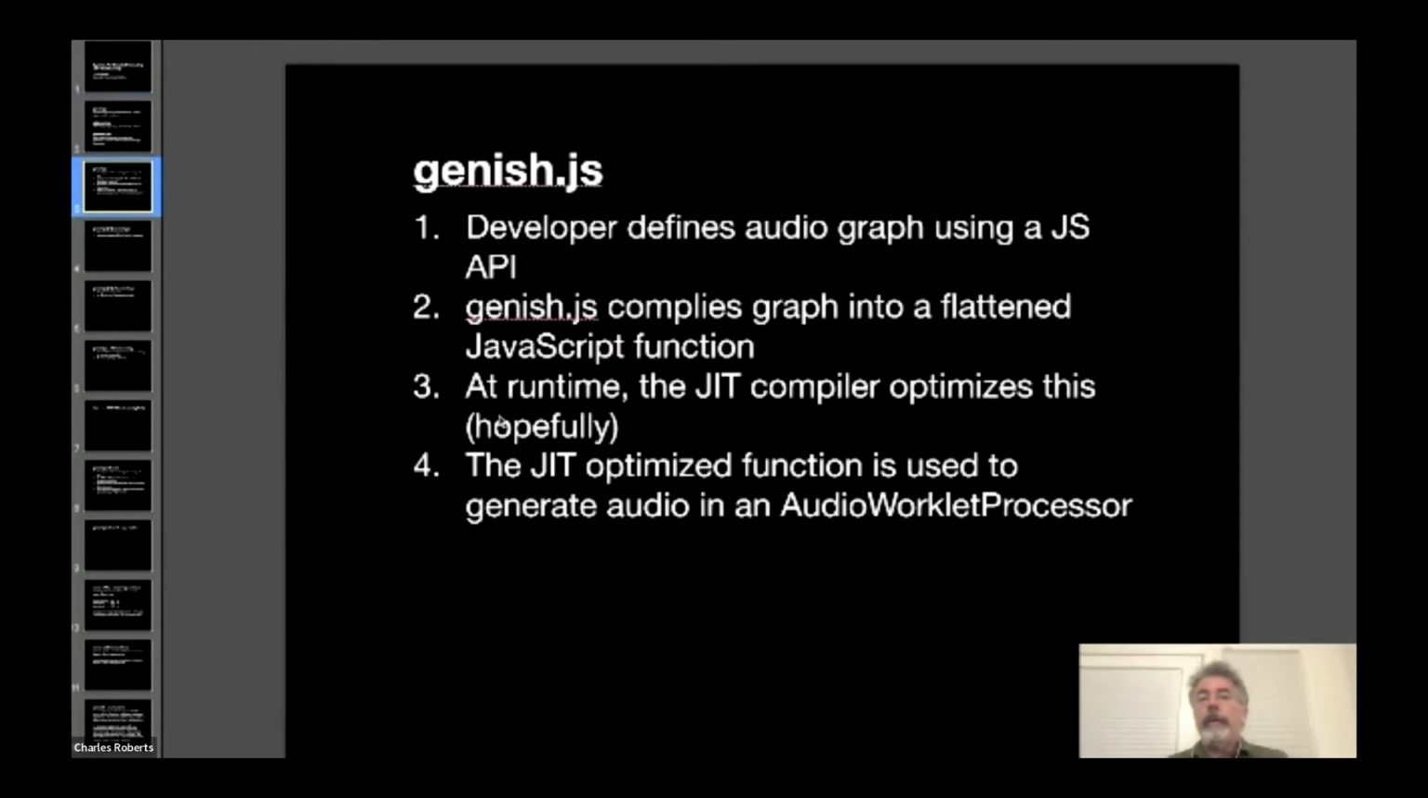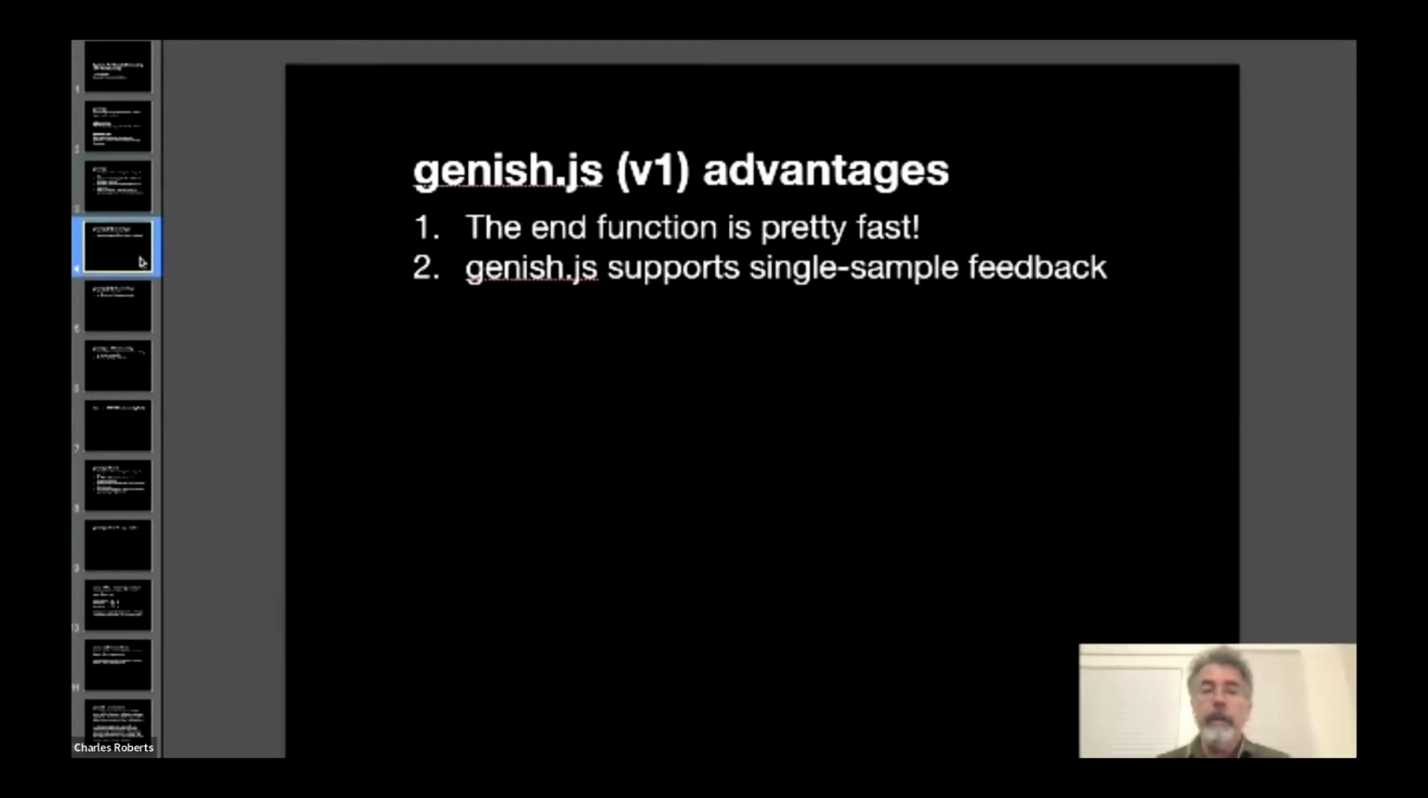So currently the way Genish works, or in the original version, is you define an audio graph using a JavaScript API. Genish then compiles that graph into a flattened JavaScript function. So you have one JavaScript function that represents the entire graph. At runtime, the JIT compiler optimizes this, and then the JIT optimized function is used to generate audio in an audio worklet processor.